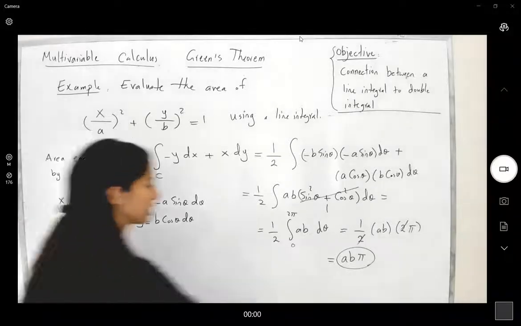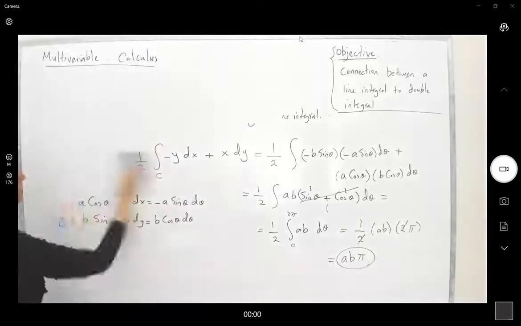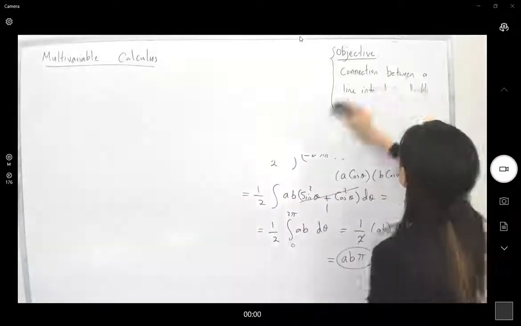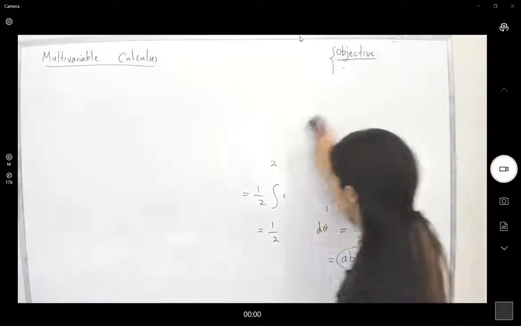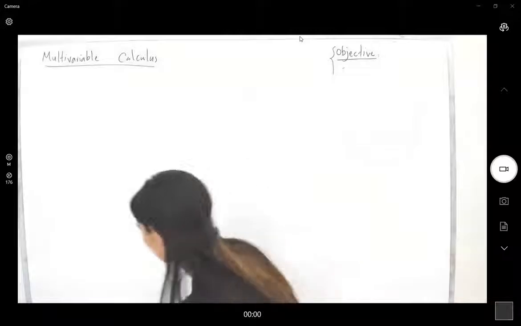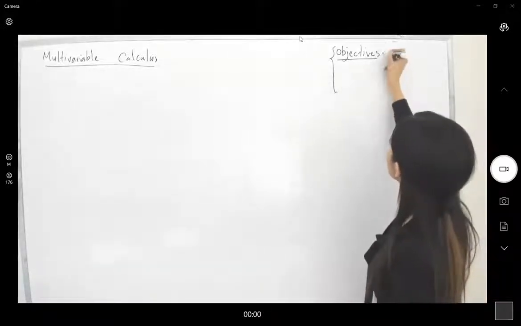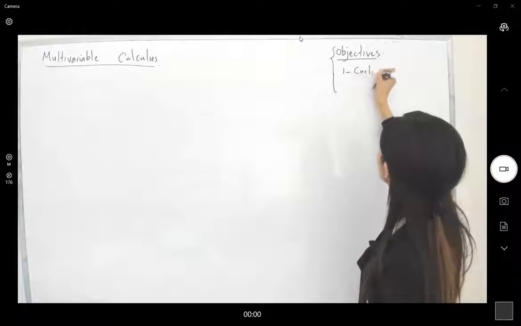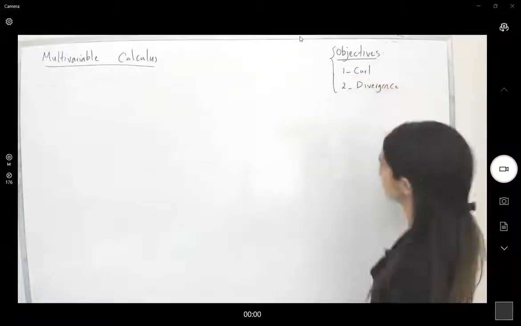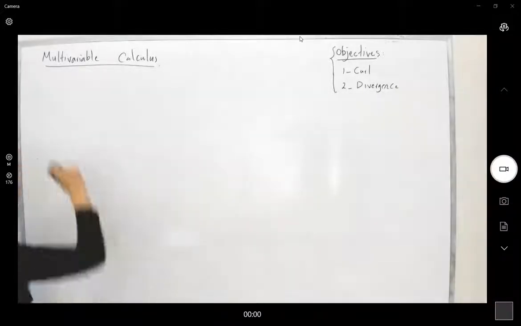So let's talk about curl and divergence. We're going to use the gradient and define curl and divergence. Let's see what we have. So our objectives: learn about curl and divergence. So I'm going to write down the definition, go over the example.